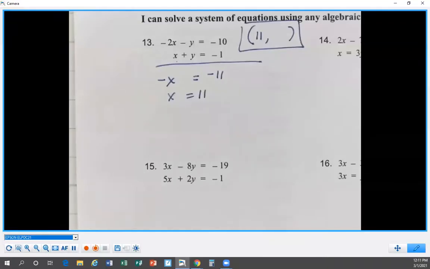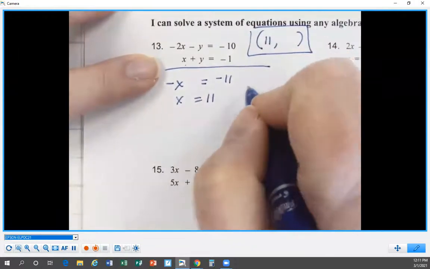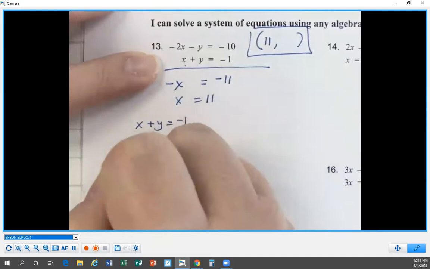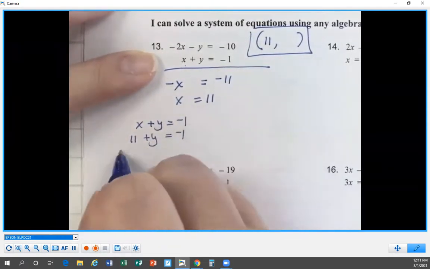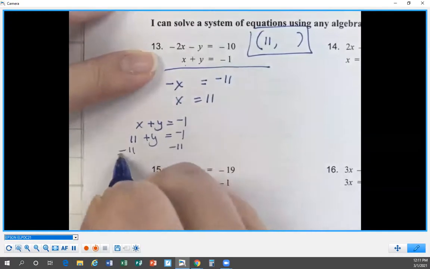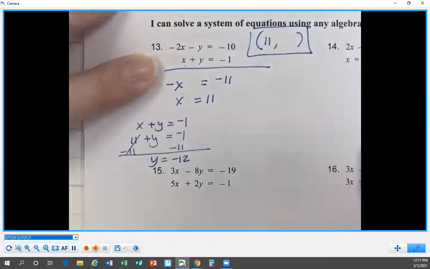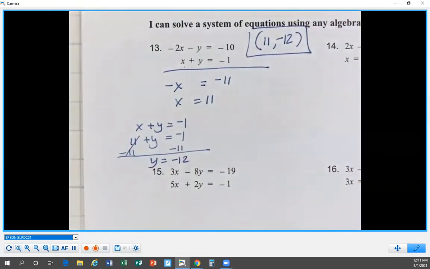All right, and then once we know that x is equal to 11, we can substitute that into either one of the original equations to solve for y. So I'll choose the second equation. Sub in the 11. Subtract 11 from each side to get y equals negative 12. And again, we would check that algebraically.